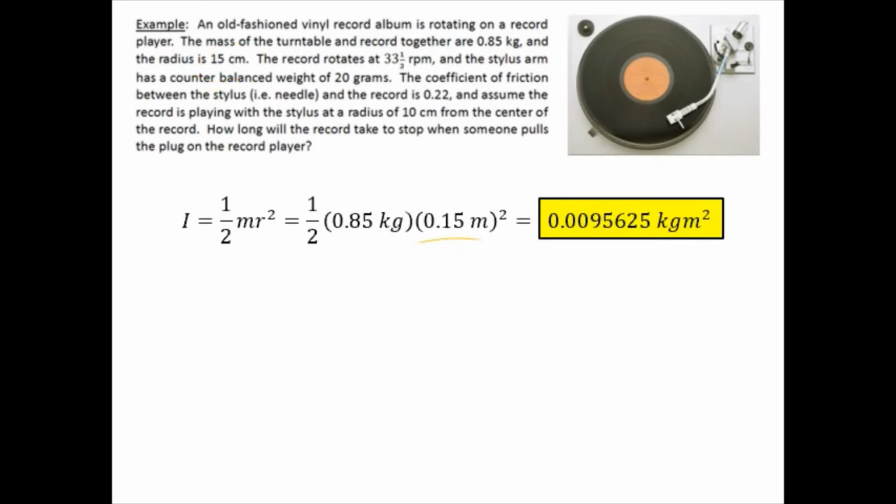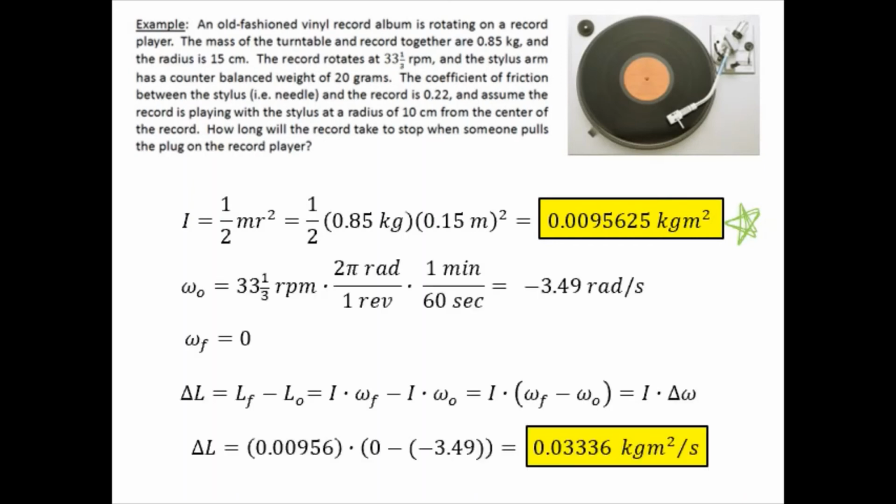And so when we go ahead and do that calculation, we get the moment of inertia or rotational inertia for this turntable and record that are spinning of about 0.0095625 kilogram meter squared. At this point, now we can take the original angular velocity and the fact that we know the final angular velocity, 0, because the question asked here about how long does it take for the record to stop when someone pulls the plug. So our final angular velocity is going to be 0. That one's pretty straightforward.